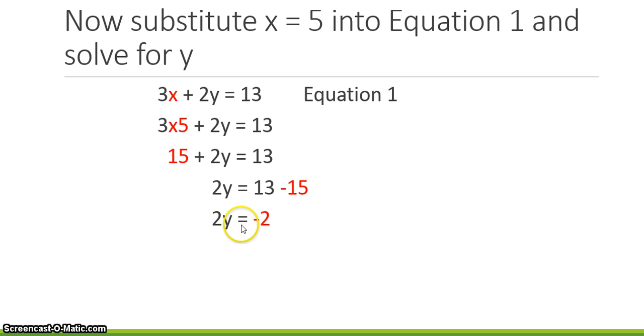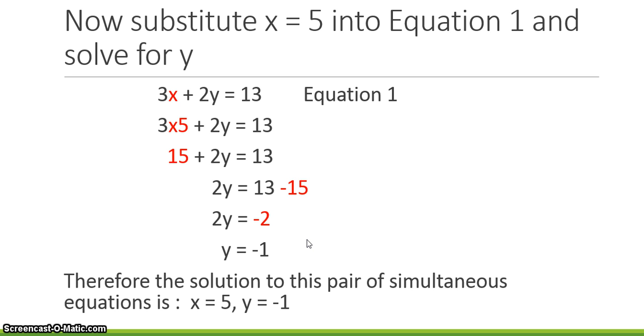Therefore, 2y must be equal to negative 2. Now, if 2y is equal to negative 2, y must be negative 1. So now I have both of my unknown variables in this pair of simultaneous equations. x is equal to 5 and y is equal to negative 1.